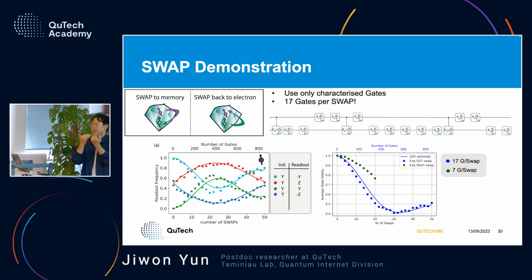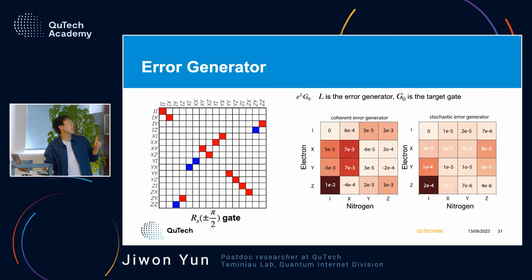So where does this discrepancy come from? From this, we now dig into where our errors are originating from, and this we can see from the error generator. Another advantage of having the full information of the process matrix is that you can actually pinpoint where your errors are coming from.